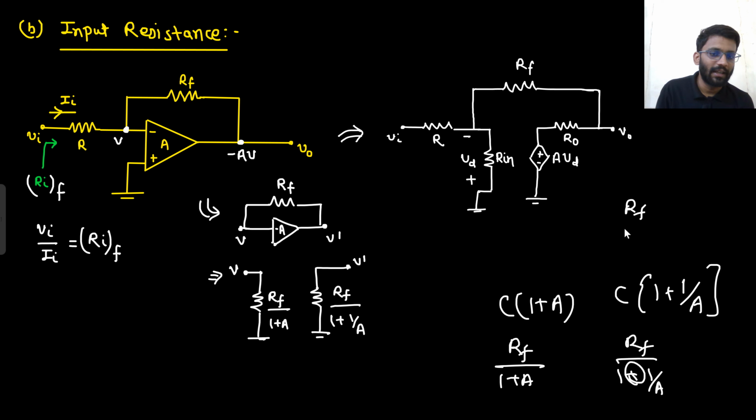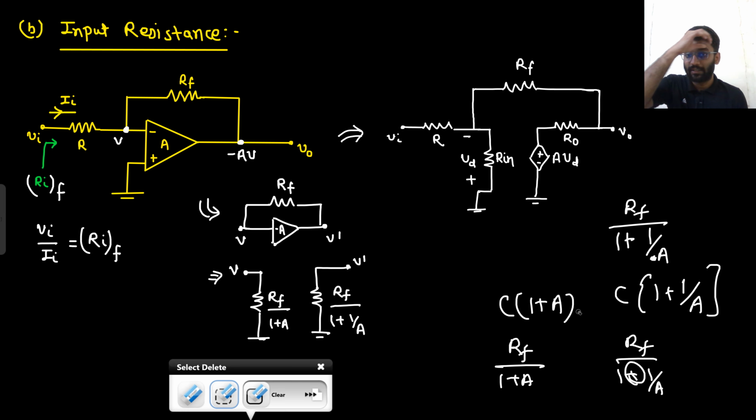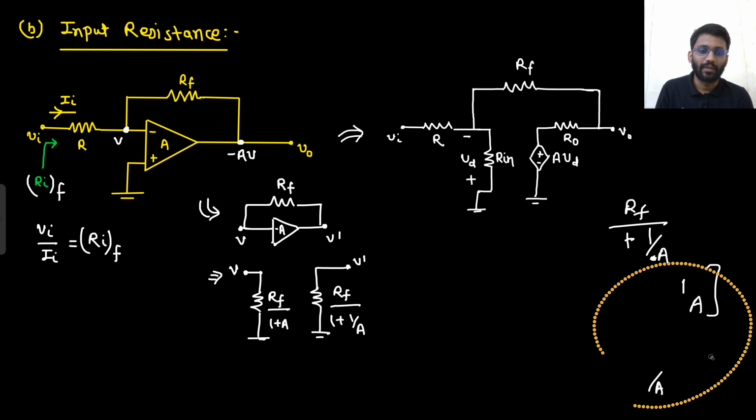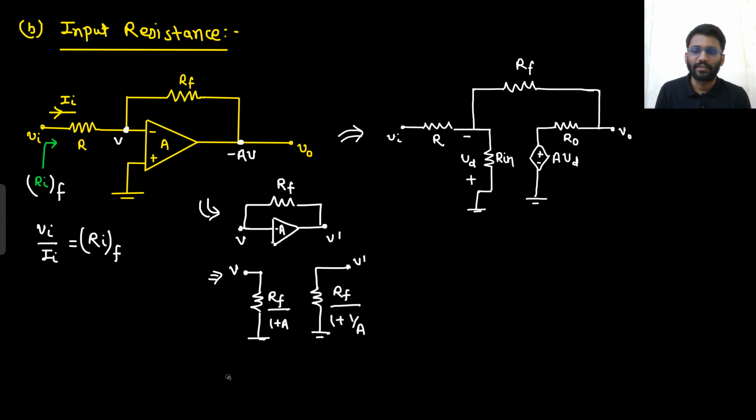Actually the formula is RF upon 1 minus 1 by the gain. But the gain is minus A. So in place of this gain, I am writing minus A. So this minus minus will be plus only. So RF upon 1 plus A. So this is what is happening. At the input side you have RF upon 1 plus A. So this RF can be broken into two parts: RF upon 1 plus A, and at the other side it will be RF upon 1 plus 1 by A.